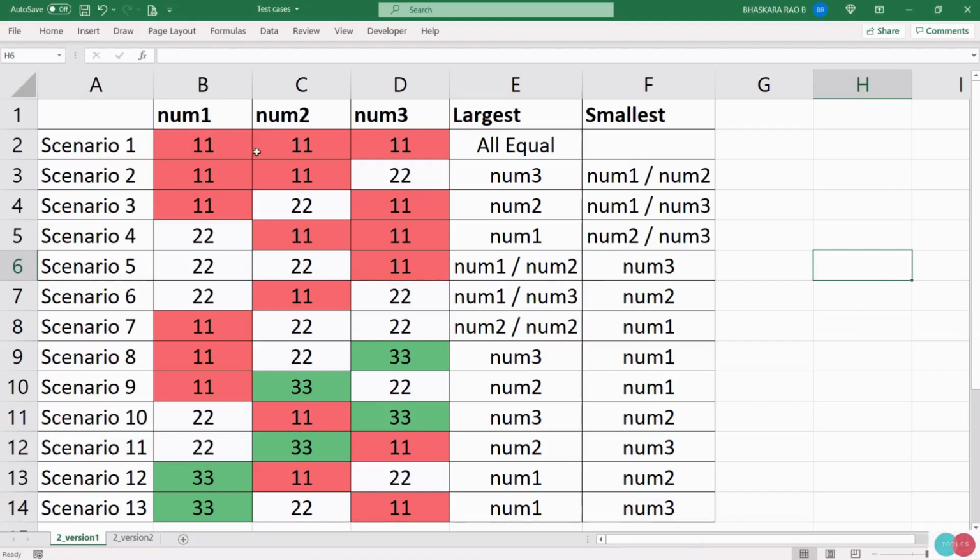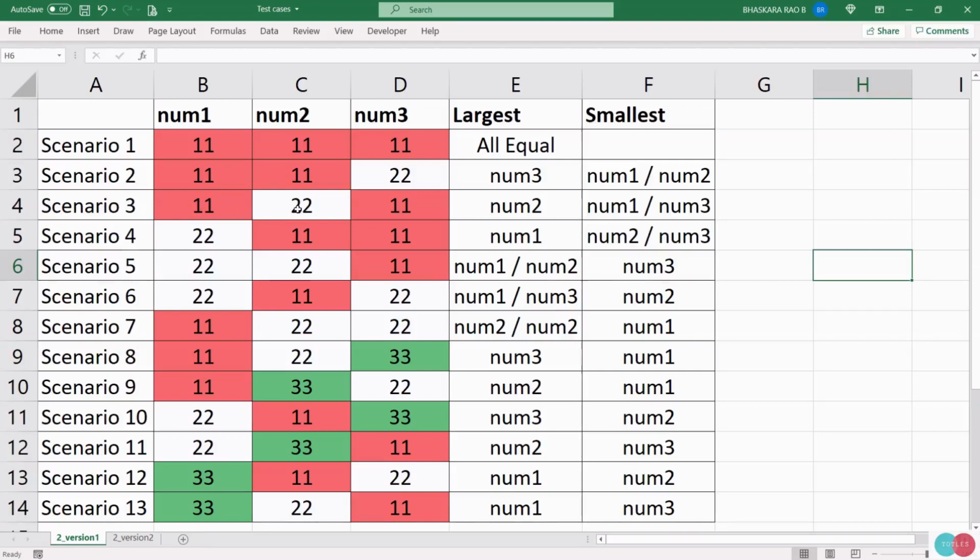The first scenario is all the three numbers being equal. So there is no smallest, there is no largest. So none of them is largest and smallest. In the second scenario, the largest is the third number and the smallest can be either number 1 or number 2, which means the first number and second number are the same, but they are lesser than the third number.